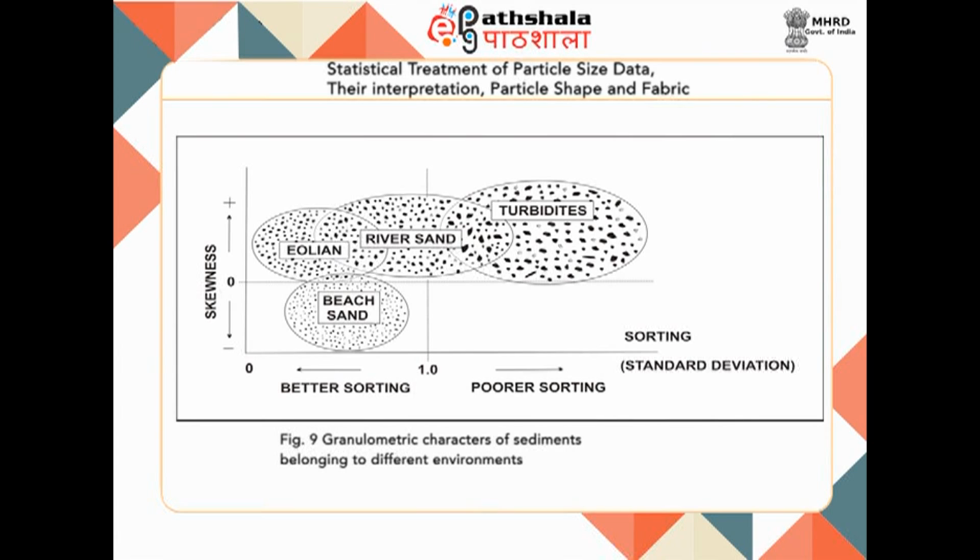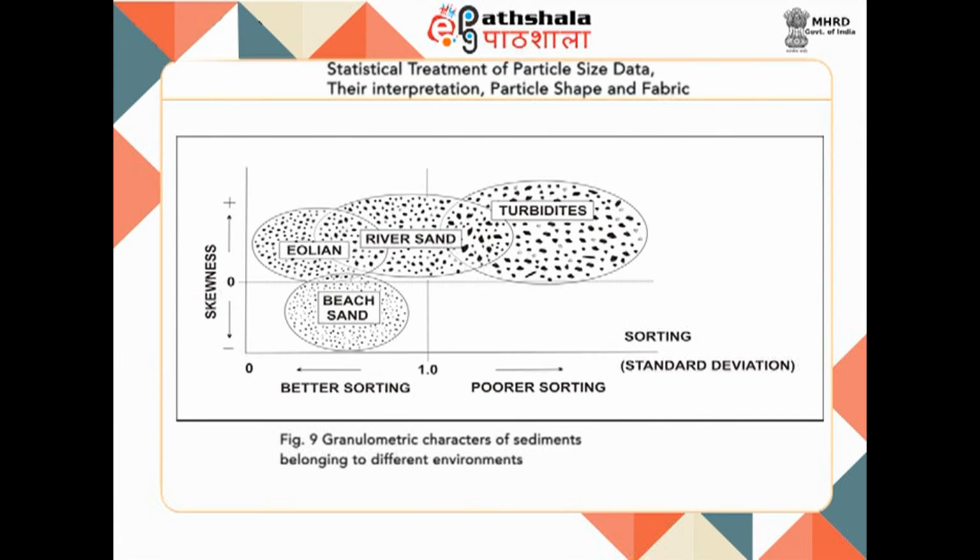What about the aeolian or wind sediments? They also have positive skewness, because there is an upper limit of grain size that wind can transport. However, there may be a tail of finer grain size in an aeolian dune sediment, as fine grain sediments can be protected from erosion and transport under the armor of relatively larger sand size grains. However, unlike fluvial sediments, aeolian sediments are well to very well sorted. Now, figure 9 shows the granulometric characters of sediments belonging to different environments.